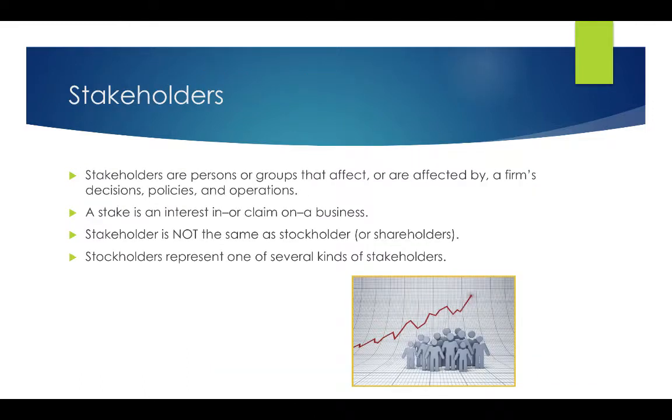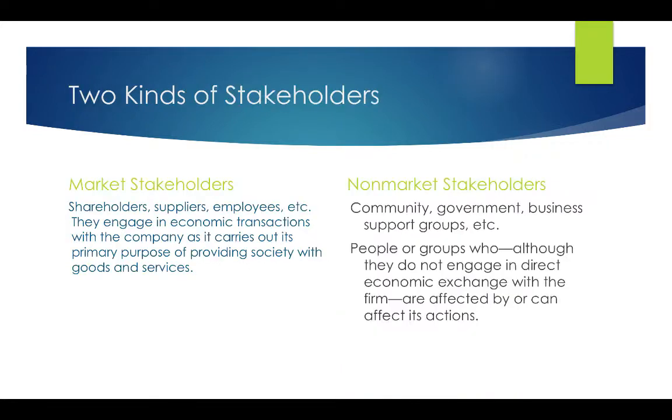A stakeholder is a person or group directly or indirectly impacted by the activities of a business. In looking at stakeholders, we must distinguish between what type of stakeholder they are. We will see that there are primary, also known as market stakeholders, and these are individuals or entities that are involved in the primary economic activities of the business. These would include people like customers, employees, suppliers, creditors, and the like.